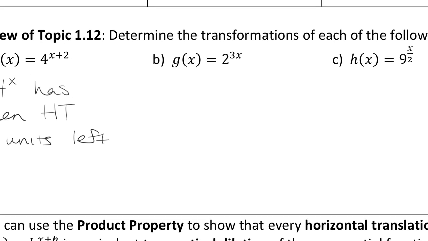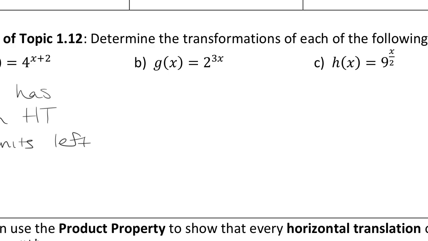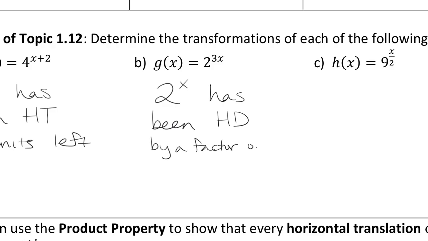If we look at B, right now, how does 2 to the 3x compare to the parent function 2 to the x? What have I done? You don't have to use fancy math words. What's the difference between what I wrote and what was printed on the paper? I took off the 3, which means our g of x function is the basic function 2 to the x that has been horizontally dilated by a factor of 1/3. Whoa. Where'd the 1/3 come from?